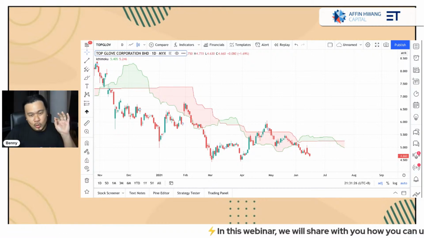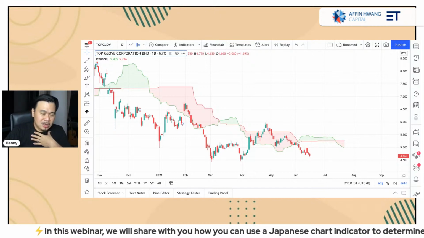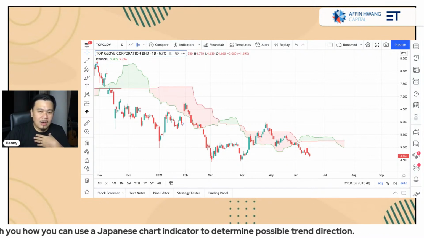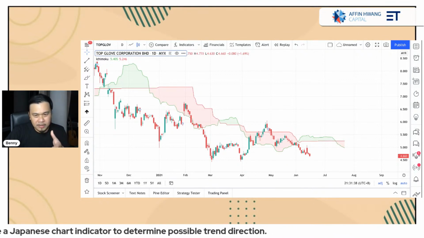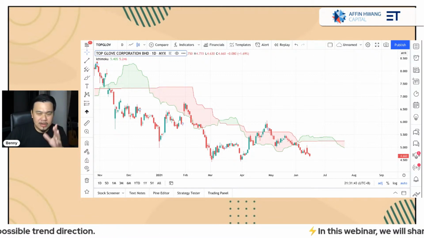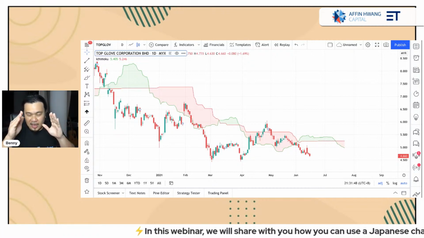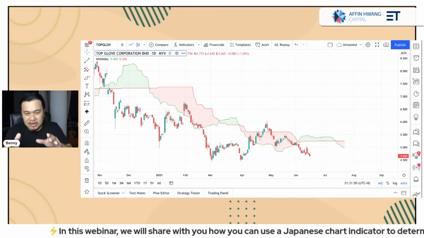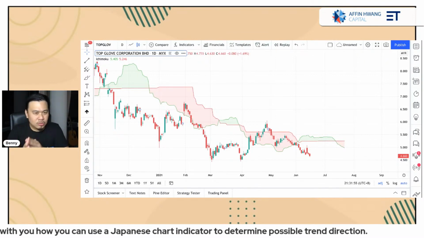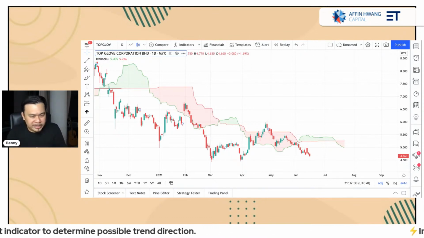The only way for this price to turn upwards, if I want to be more sure to buy this particular stock and not go against the trend, I would at least want the price to go above the cloud. If it goes above the cloud, then I get confidence that it's turning bullish. It's going to take some time before the price goes above 5.45. It's not going to be tomorrow, or the next 2 or 3 days. It's going to take some time, probably 1 or 2 weeks if it goes up.